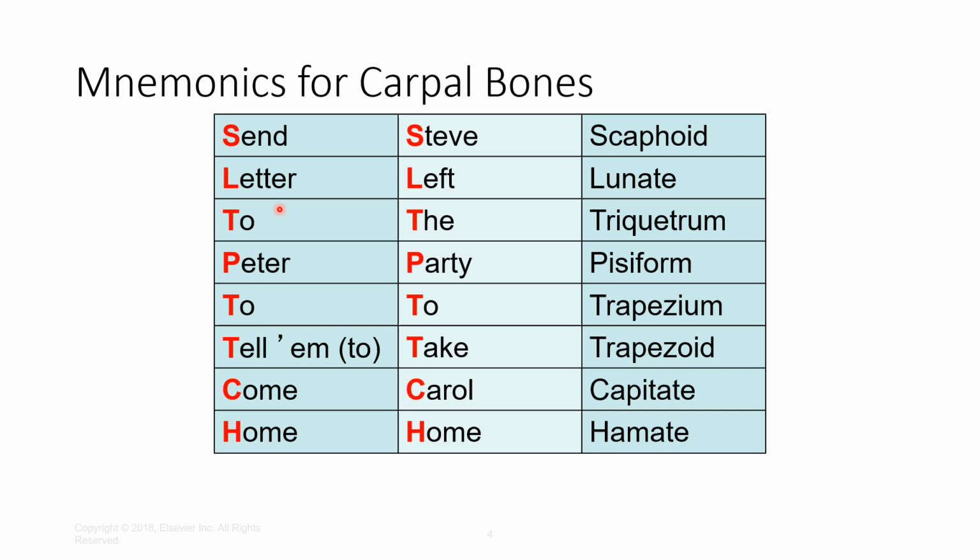If I'm being honest, this one I'm not really sure of. This one is: Steve left the party to take Carol home. This is the proximal row, and this would be the distal row. So, Steve left the party to take Carol home.